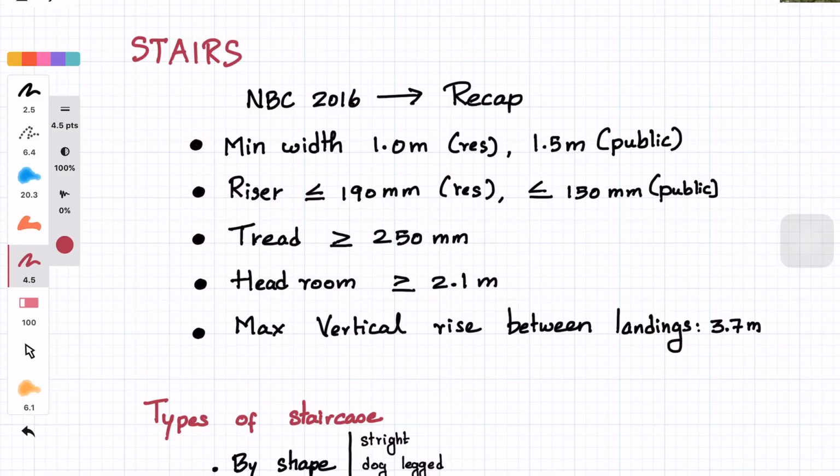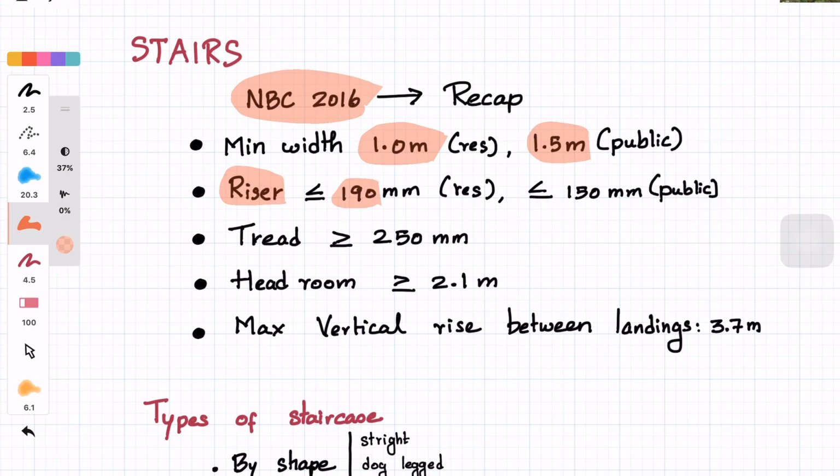Next we'll see staircase. We'll quickly do a recap as per NBC 2016. That is, minimum width for a residential building is 1 meter and it is 1.5 meter for public building. Riser for residential building should be less than or equal to 190 mm. For public building it is 150 mm.